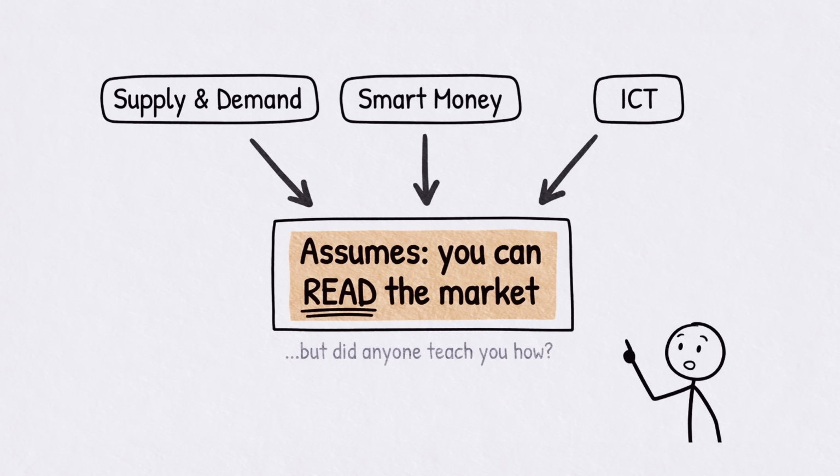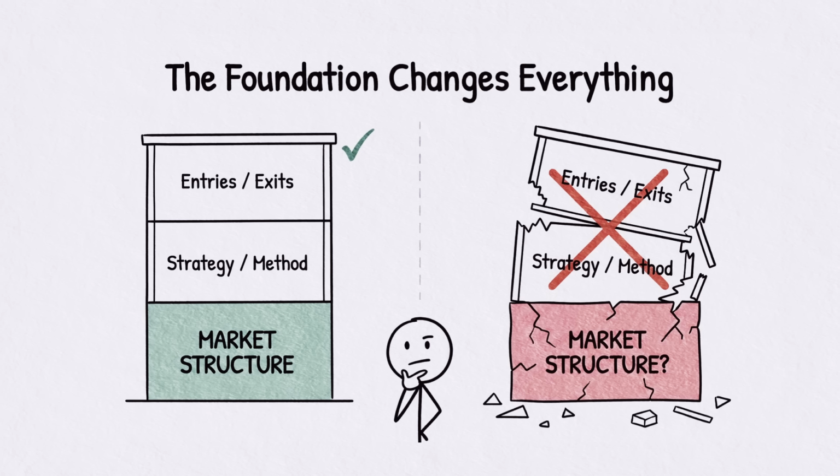assume that you can already read the market, that you know what the market is doing right now, where it's likely going next, and when it's too dangerous to trade at all. That's market structure. It's the foundation. And if your foundation is weak, everything you build on top of it will collapse.